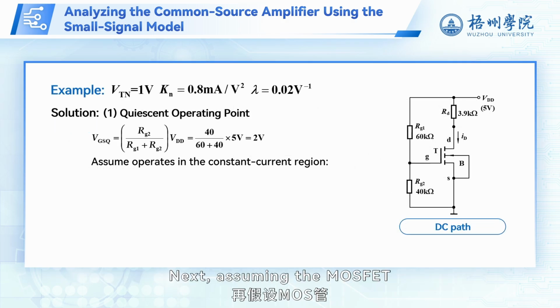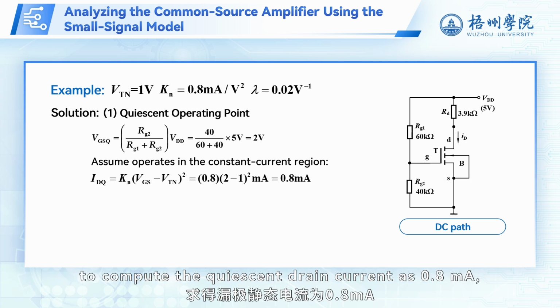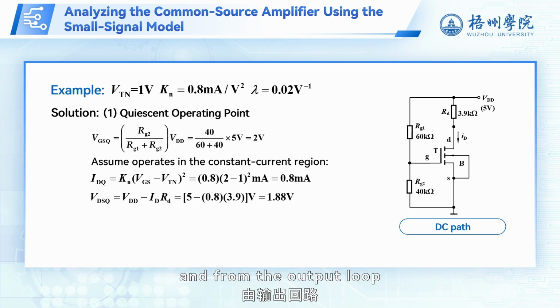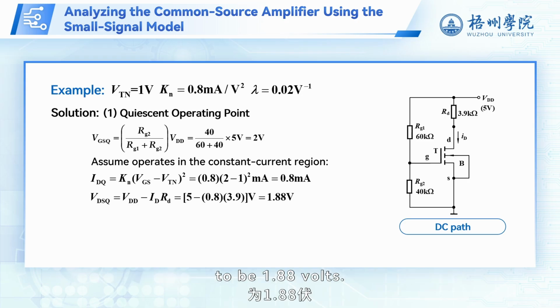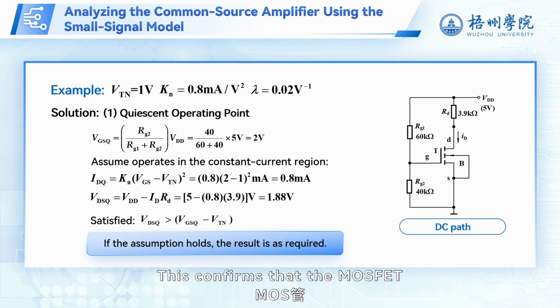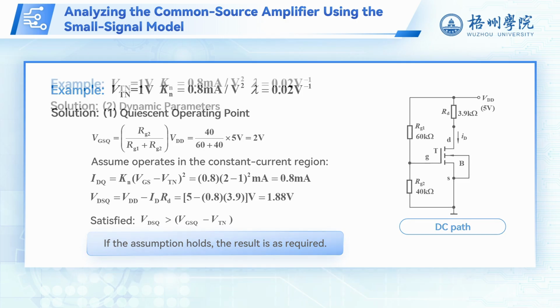Next, assuming the MOSFET operates in the saturation region, we use the characteristic equation to compute the quiescent drain current as 0.8 milliamperes. And from the output loop we find the quiescent drain-to-source voltage to be 1.88 volts. This confirms that the MOSFET meets the saturation region operating conditions.